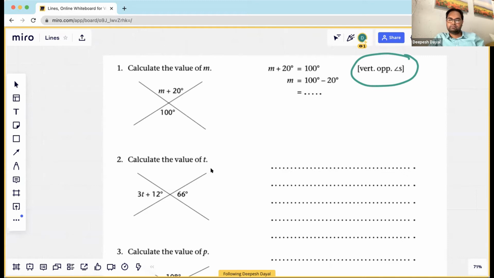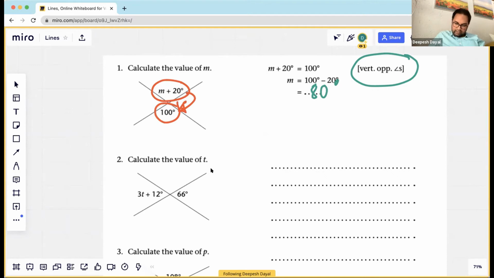M plus 20 and 100. Okay. So m plus 20 equals 100, right? Yes. So what will m equal? 80, sir. So m equals 80 because it's 100 minus 20, which is 80. Okay. So this is vertically opposite, which means this one equals this one, right? Yes.